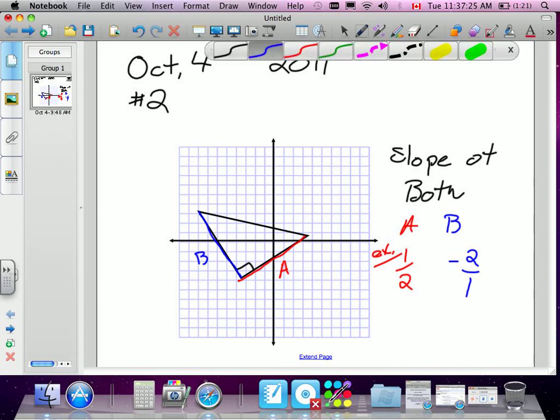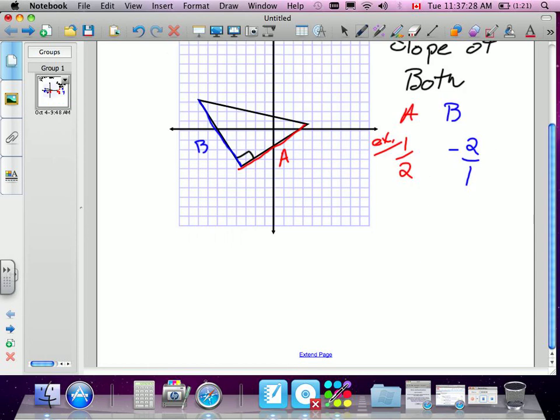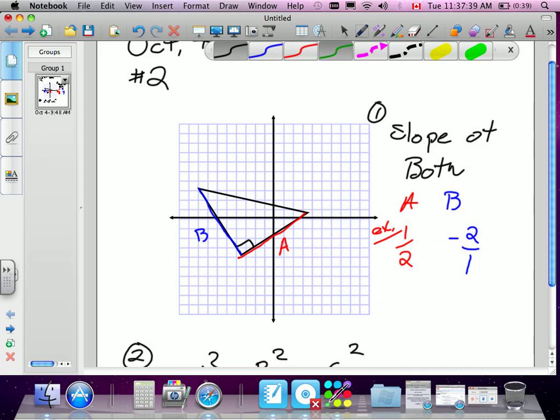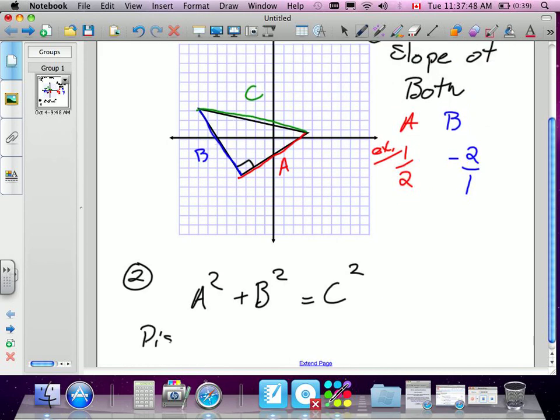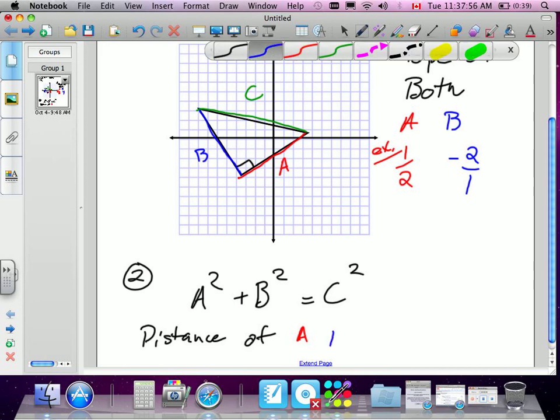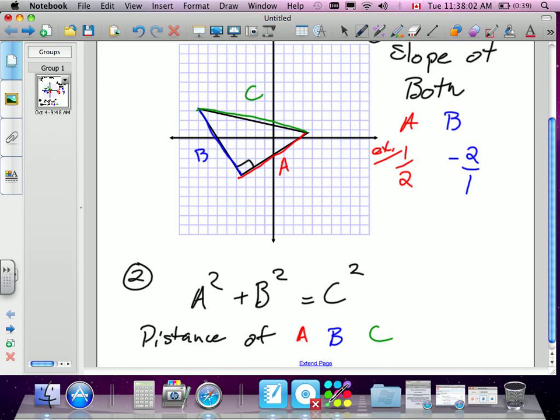A second property you could use is, you guys know Pythagorean's theorem, which is a squared plus b squared equals c squared. Well, if those are our lines A and B, we'll finally call the hypotenuse C. If I find the distance of A, B, and C, and I plug those numbers into this formula, and it is equal, then that means we have a right angle triangle.